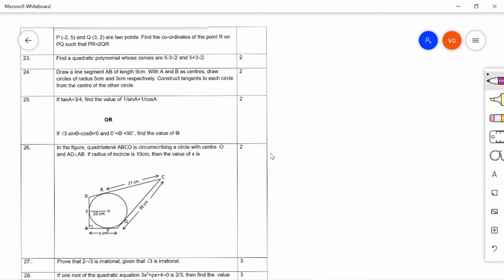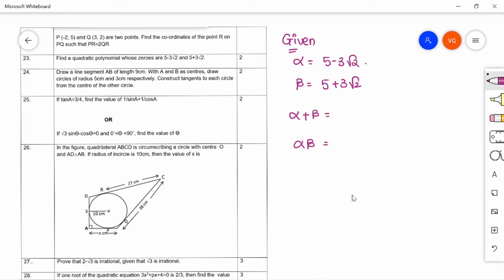Coming to question number 23. Find a quadratic polynomial whose zeros are 5 minus 3 root 2 and 5 plus 3 root 2. This is again a direct question. You are given 2 roots. Alpha is equal to 5 minus 3 root 2 and beta is equal to 5 plus 3 root 2. This is the given information. Now find out alpha plus beta and alpha beta.